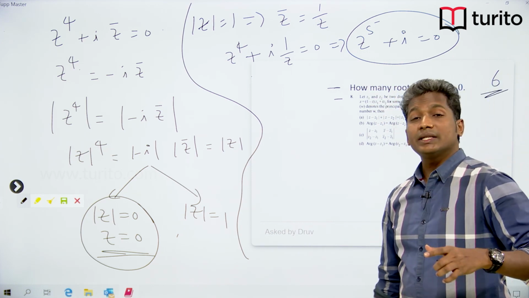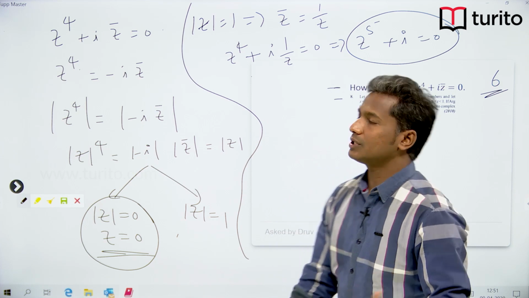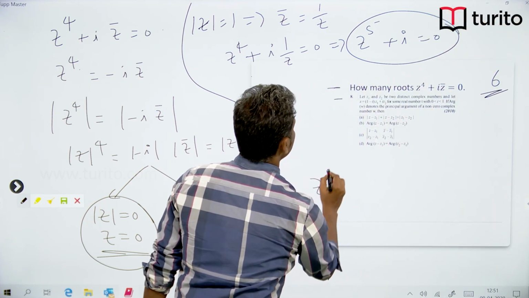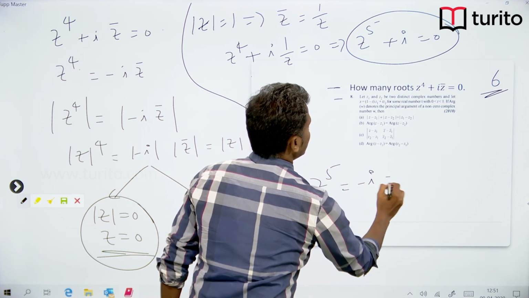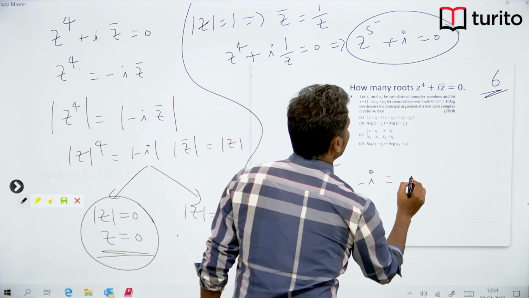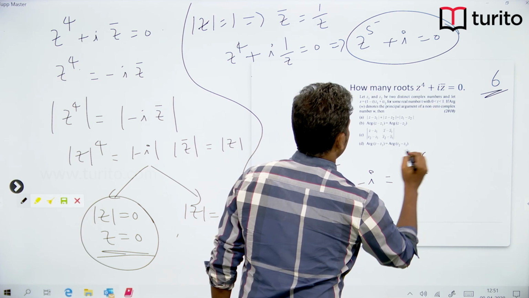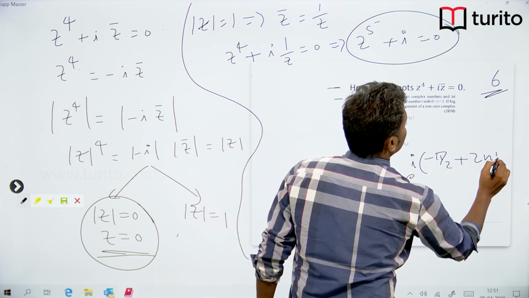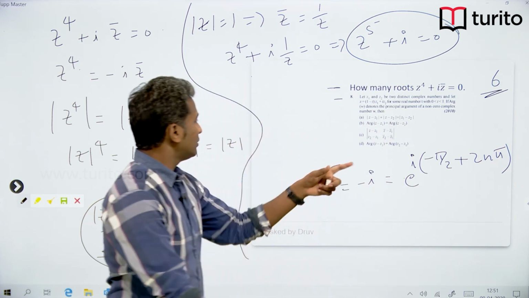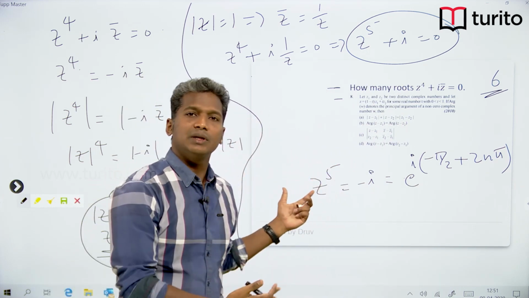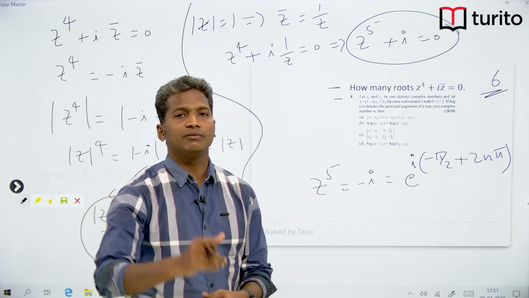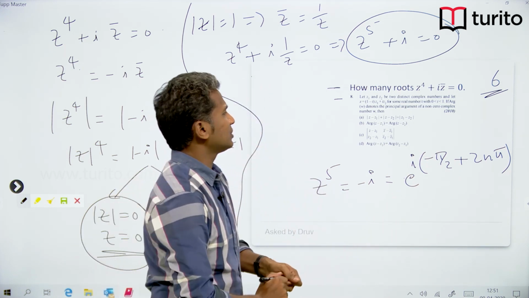But if you are interested in finding the values of the roots, you have to take this i to the RHS, z power 5 equal to minus i. You have to write this minus i in polar form, that is e power i minus pi by 2, but with general argument. Then in the power take 1 by 5, take the fifth root, vary n from 0 to 4, you will get 5 roots. This way you can proceed with solving.